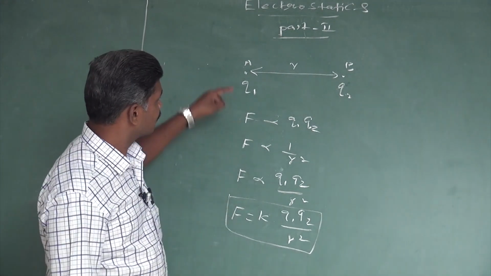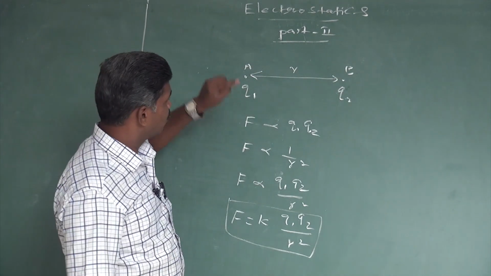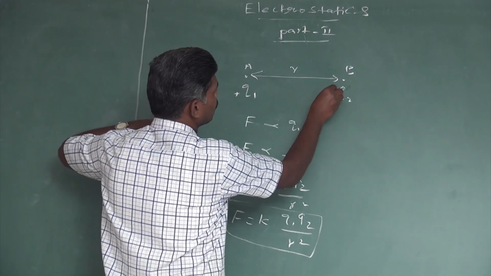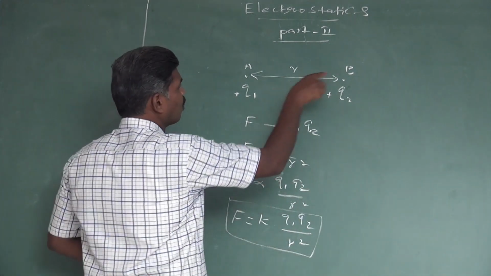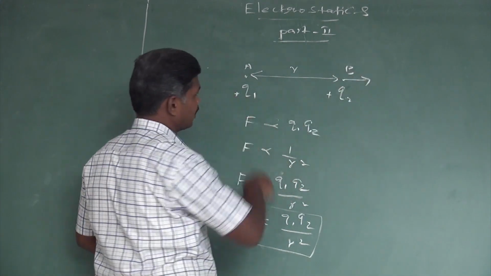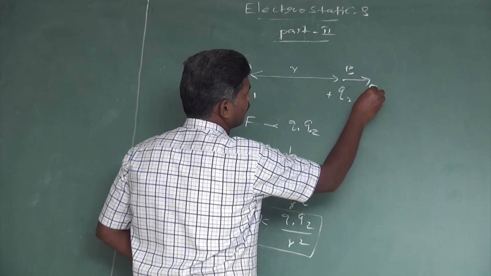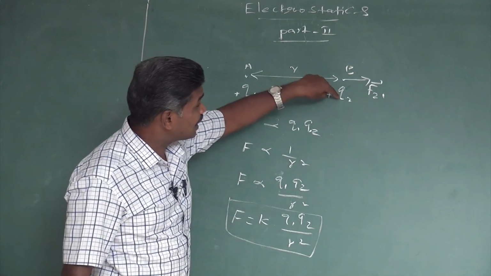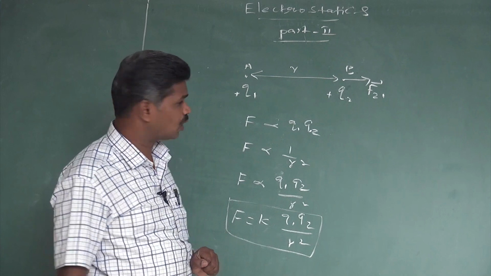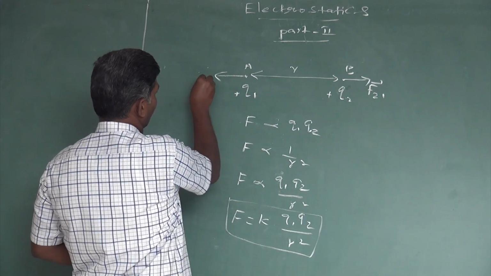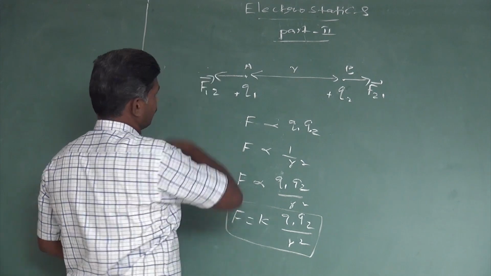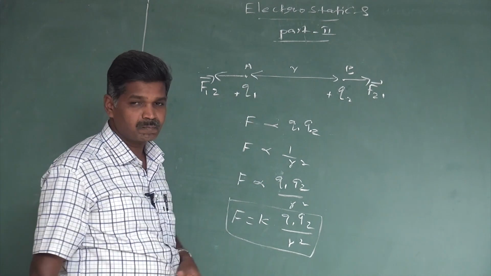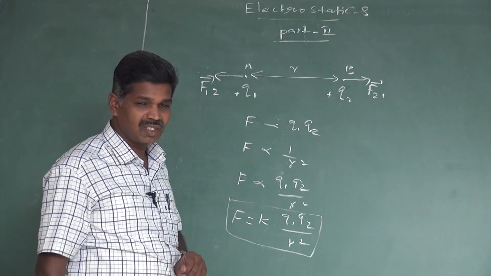We have a direction. If the two are like charges, suppose both are positive, the force on the second charge given by the first charge acts like this. Simultaneously, the second charge also acts on the first charge, and that force can be taken as the F12 vector. Here these two charges are not in contact, but they are interacting with each other.